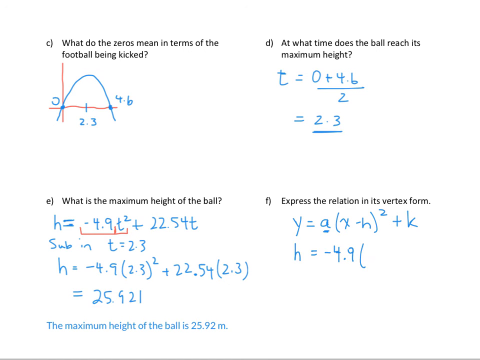The x-coordinate of the vertex is really the 2.3 that we figured out above. Actually, I don't want to use x, I want to use t. t minus the 2.3. So remember, we're using the opposite sign on the x, or in this case the t, coordinate of the vertex. And our y-coordinate of the vertex, or in this case the maximum height, is the 25.921. And then we've got an exact value. By keeping all of those digits there, we've got the exact relationship that's identical to the original relationship that was given.